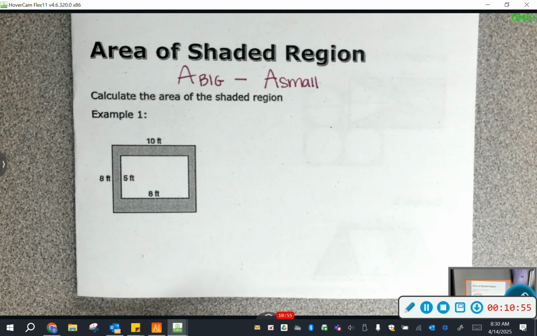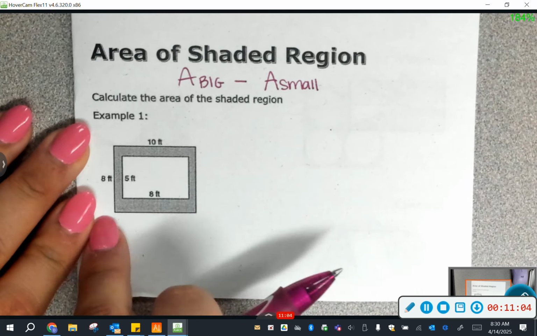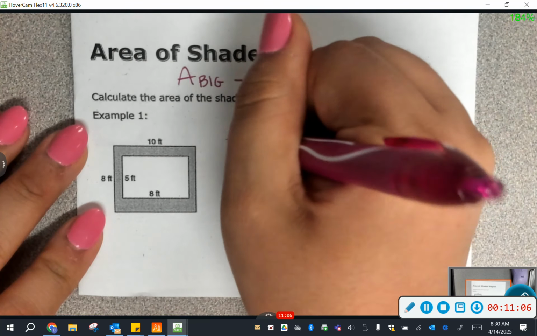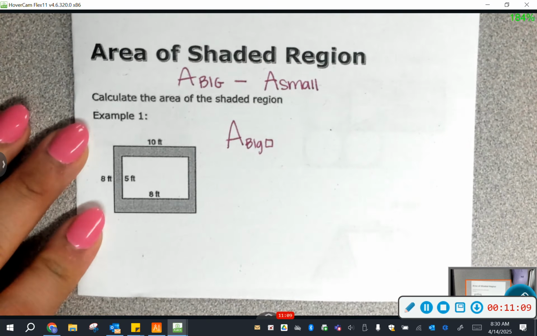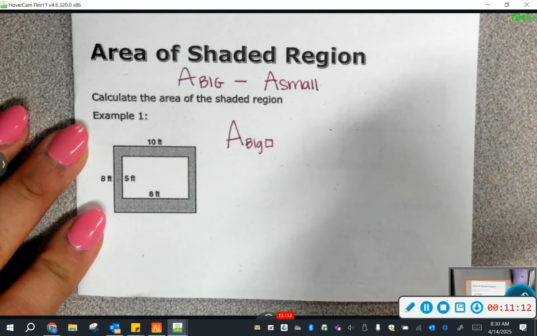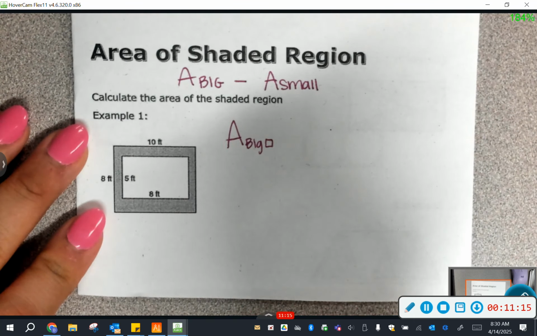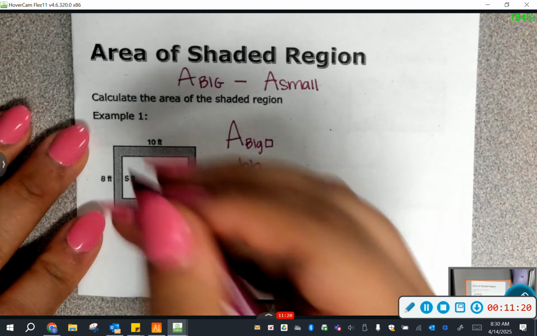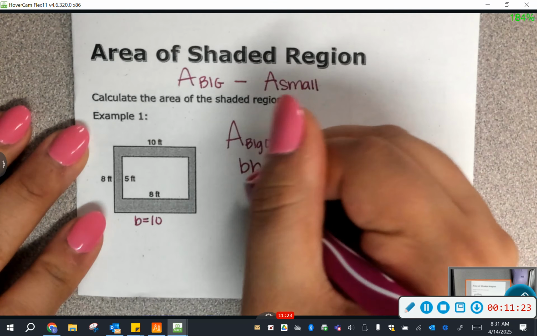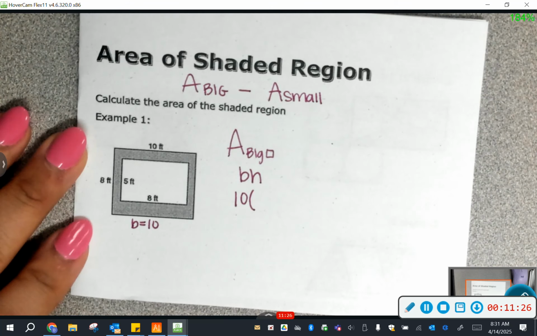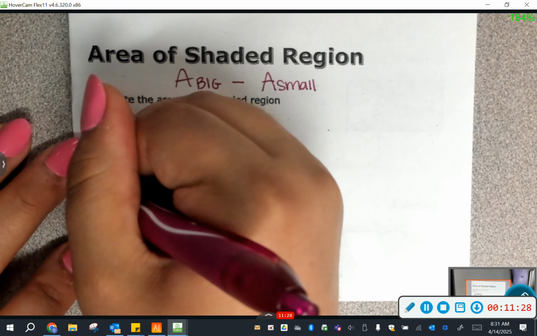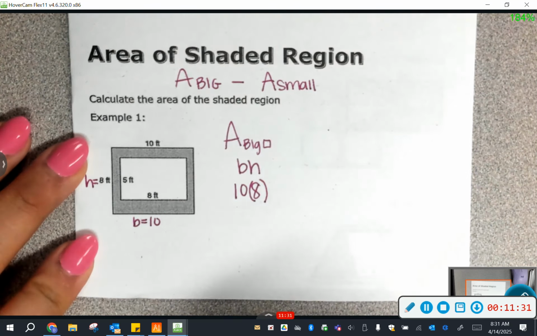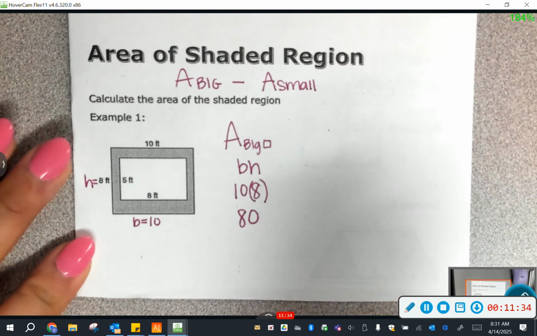So for this one, what is my big shape? The shaded one, which is, what shape is that? Rectangle. So I'm going to do the area of the big rectangle. What's the formula for a rectangle? Base times height. And what is the base of this big rectangle? 10. What is the height of the big rectangle? 8. And what is 10 times 8? 80.